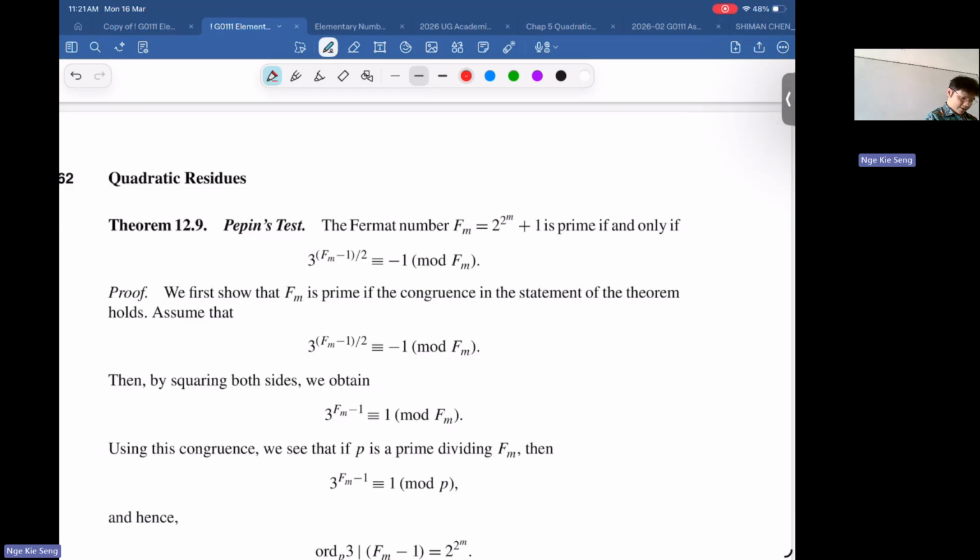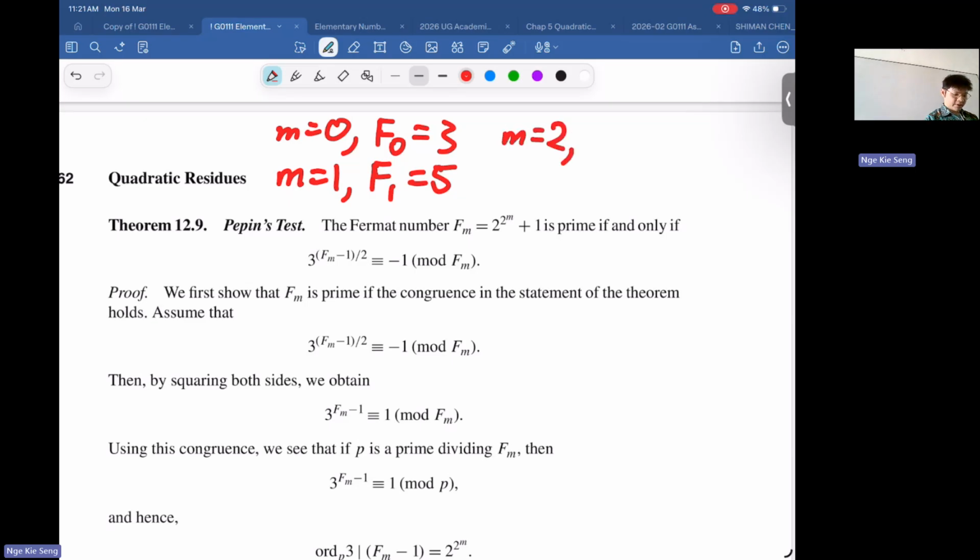What if m equals 0? Then F_0 is 3. If m equals 1, F_1 is 5. See, it's matching our first few primes. m equals 2 is, sorry, what did someone say? 17, right? Yeah, so you see this formula is kind of making sense. But is it always a prime or not? It turns out that it's not always a prime. At some point you will meet one that is not a prime, but if it is a prime, then the following things will be true.